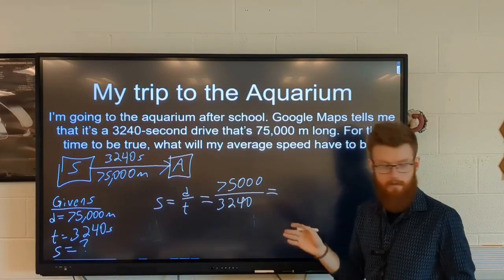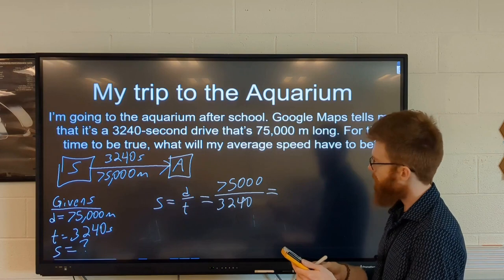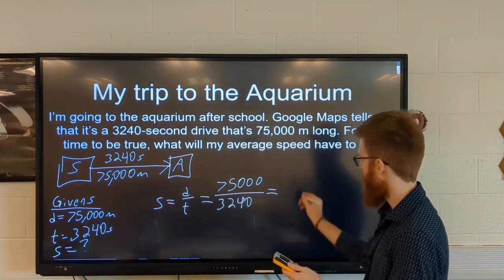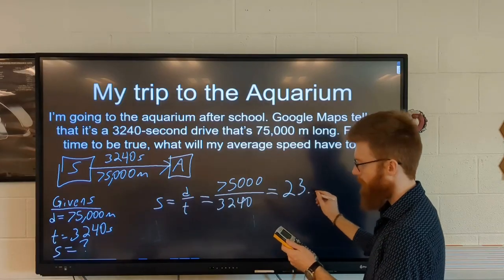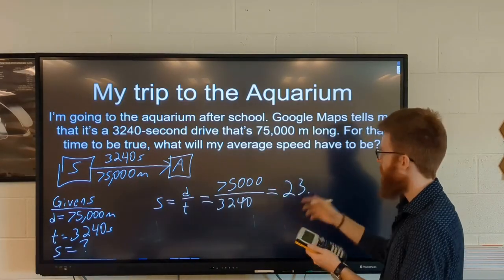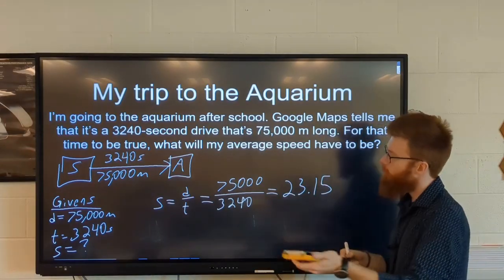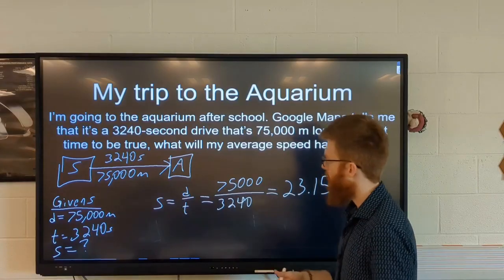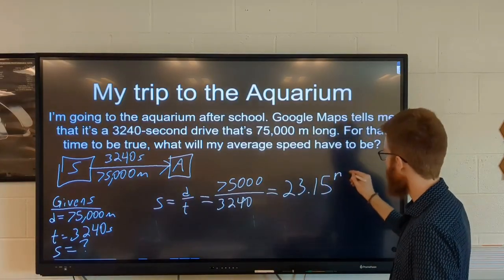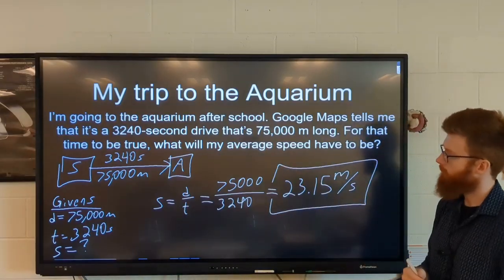And that is certainly not something I can solve in my head, so bring out the handy dandy calculator, and we're probably going to get a decimal number. That being 23.148. So I'm going to round that up to say 23.15. And to get full credit, if I was grading this, I need to put my units, the units for speed being meters per second. There we go.